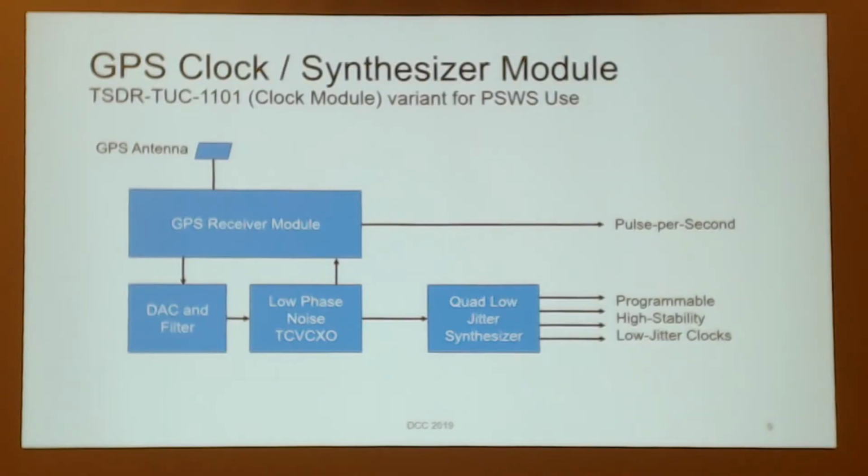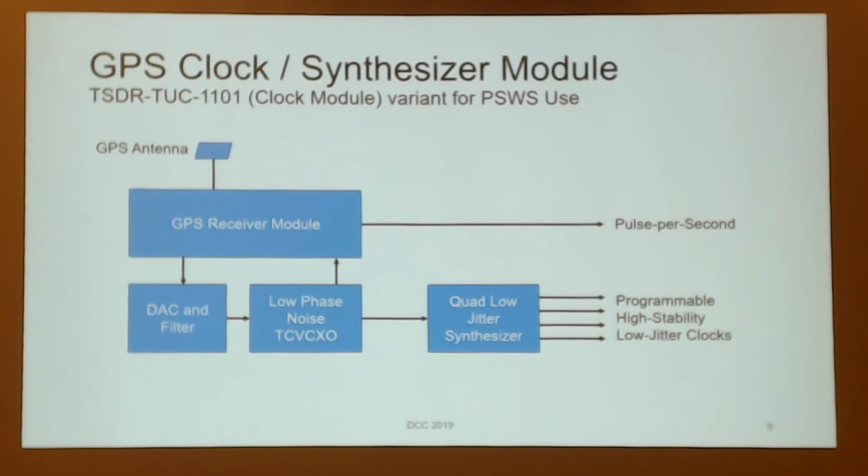This is the clock synthesizer module that we're planning to use for the personal space weather station. We may make some changes here to reduce cost. This is the slightly more expensive version, and John Ackerman's got some ideas on how to depopulate and drive down the cost while still achieving good performance, so we'll be looking at how to do that.